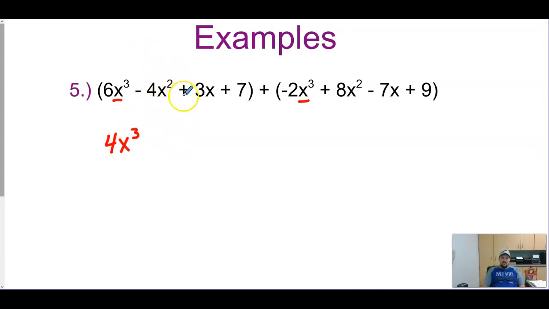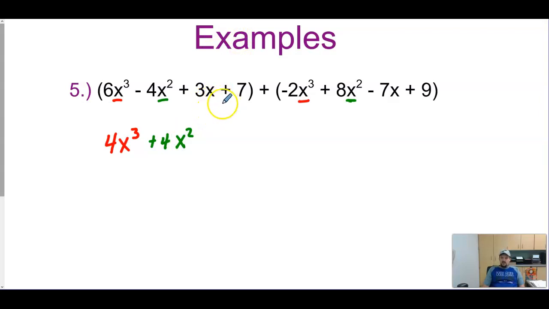Alright, next, do we have any x squareds? Yeah, we have one right here, and we have one right here. So let's go ahead and take my negative 4. This sign will come with the 4. So I'm just going to call this a negative 4 plus positive 8, which gives me another 4. Negative 4 plus 8 is 4. We get 4, and bring down the x squared.